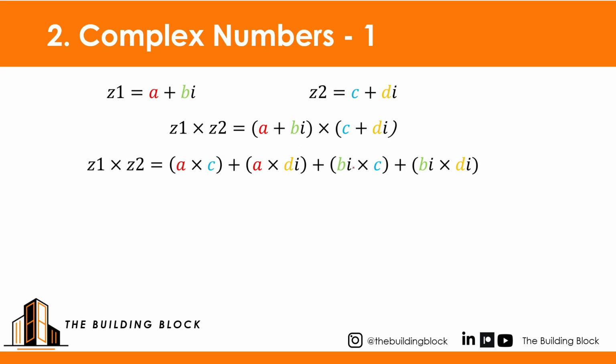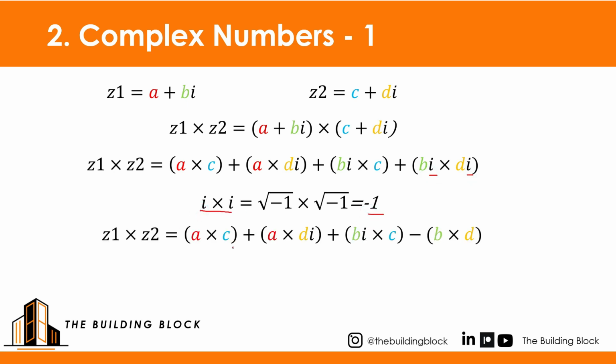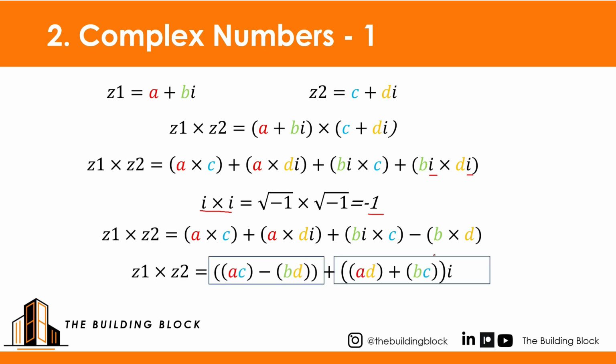Now, remember that i squared equals minus 1. So we replace i squared with minus 1 and simplify. The product of the two complex numbers is shown here. And that's how you multiply two complex numbers. Distribute, simplify, and substitute i squared with minus 1.